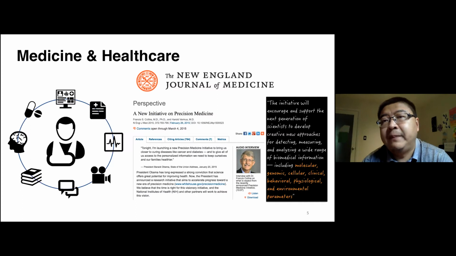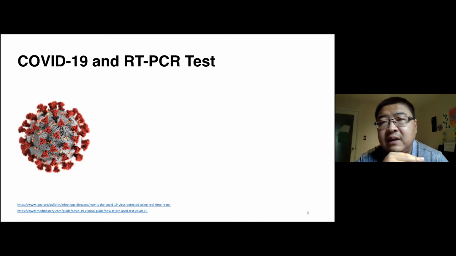So let's first see some promising examples of the application of AI and machine learning in different medical scenarios. The first is, of course, COVID-19. It caused a lot of problems, even until now. I mean, the global pandemic.